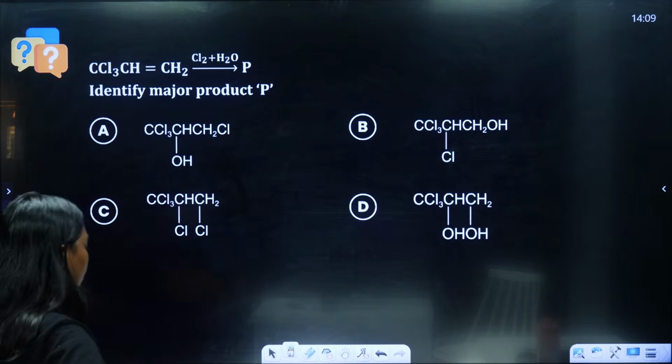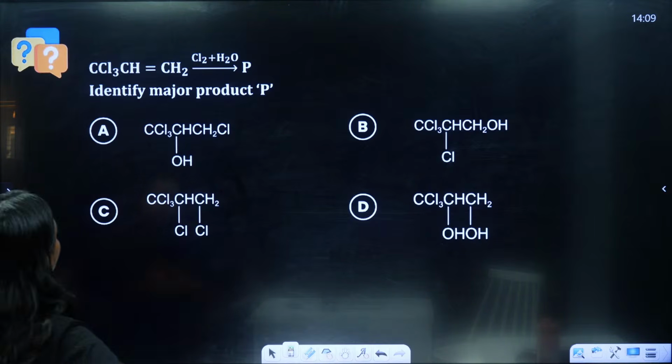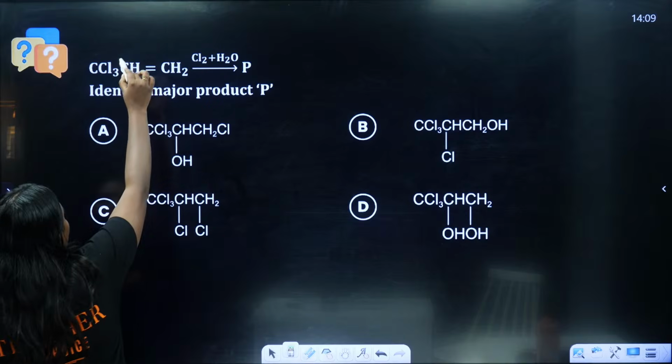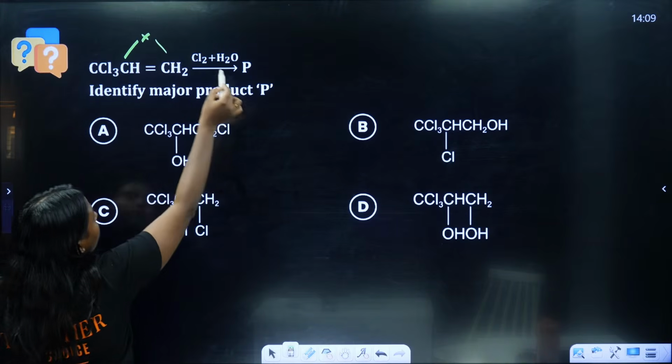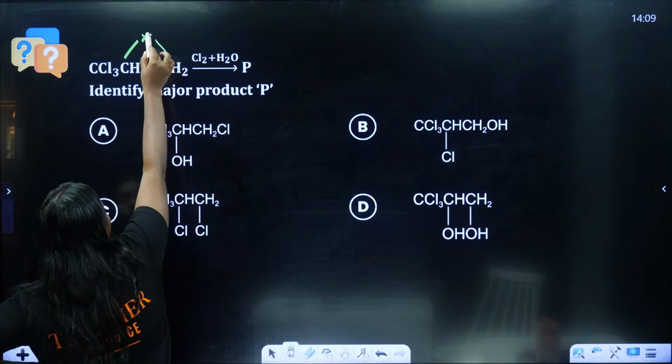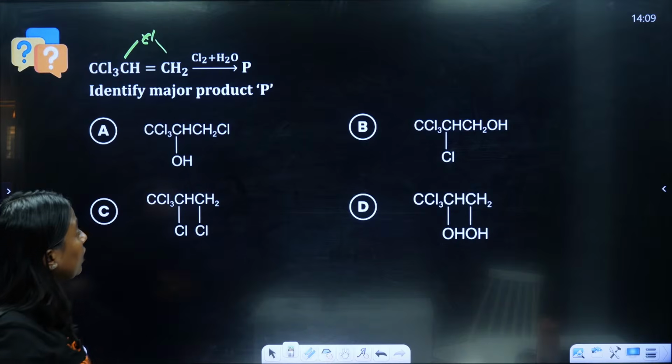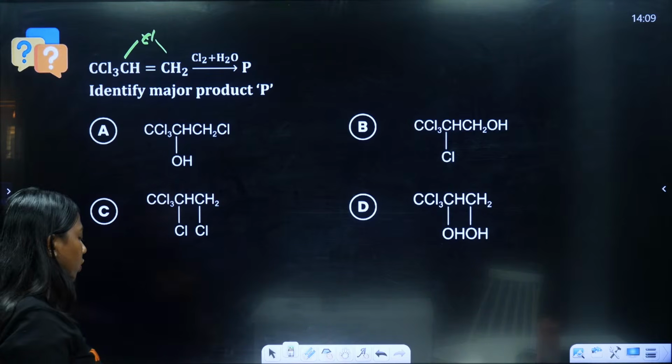B. You guys are saying B. So what will happen? Halonium ion will form. Chlorine is there, so chlorine will form. So in the presence of water, what will happen?